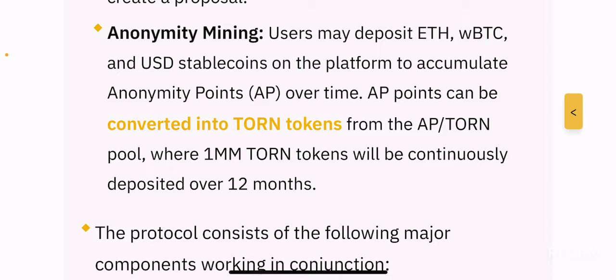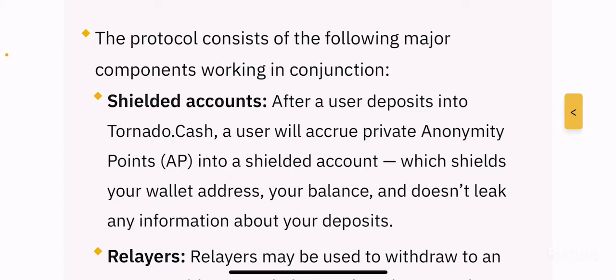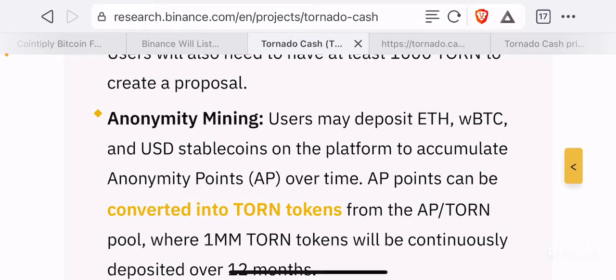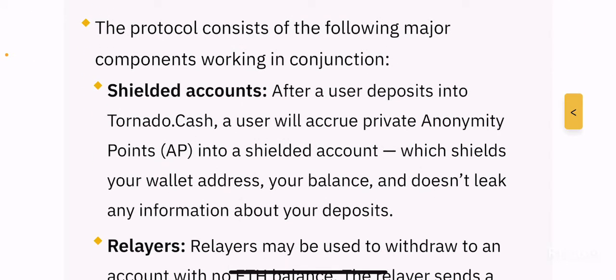And when it comes to this pool itself, about 1 million TON tokens will be distributed or continuously deposited over a period of 12 months to this pool, which basically can provide the source of TON that people want when they exchange their AP tokens, right? So that's a pretty unique mining incentive for people who want to earn the TON token through their protocol, right? So those are some of the two main use cases of the TON token.